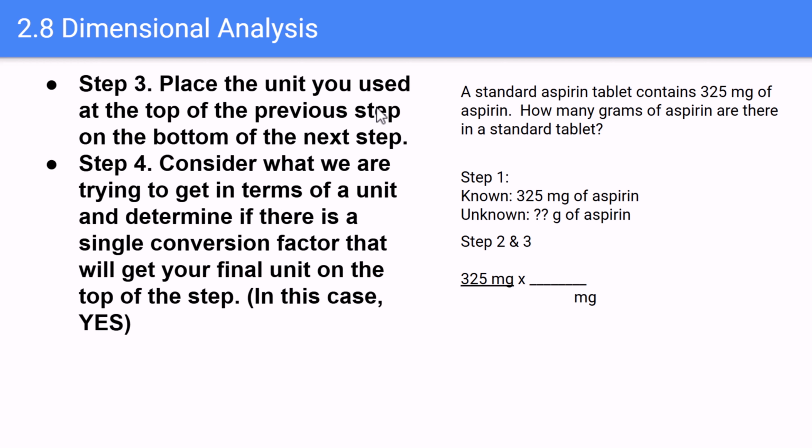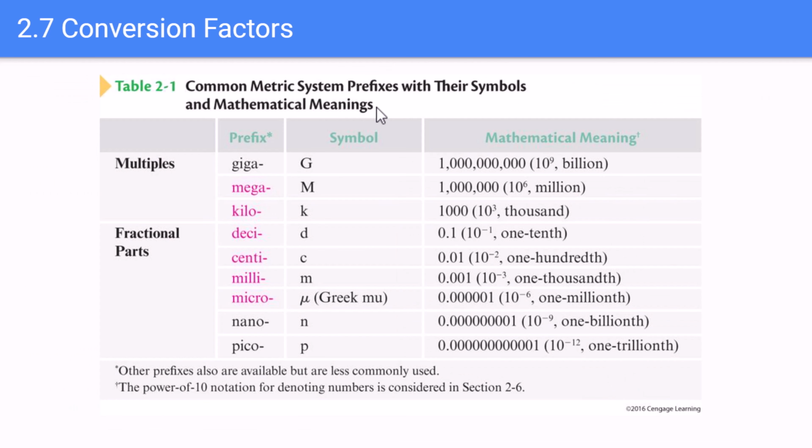And in step 4, consider what we are trying to get in terms of a unit and determine if there's a single conversion factor that will get your final unit on top of the last step. In this case, this is true. We have a conversion factor between grams and milligrams. That is something that we've established in this chart previously, right? If I look here, I can say that 1 milligram, remember that 1 always goes with the prefixed unit, is equal to 0.001 grams.